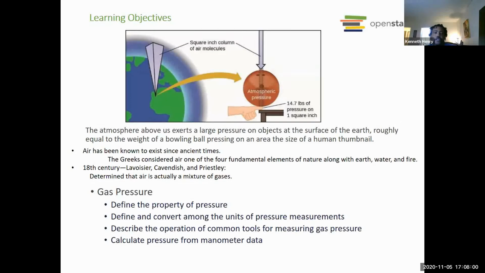Okay, so we're going to start off with the definition of pressure. Do you guys know what pressure is? Under pressure. It's force over area. Okay, so pressure is just the force over a given area.